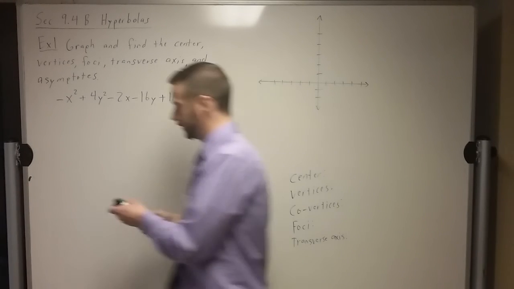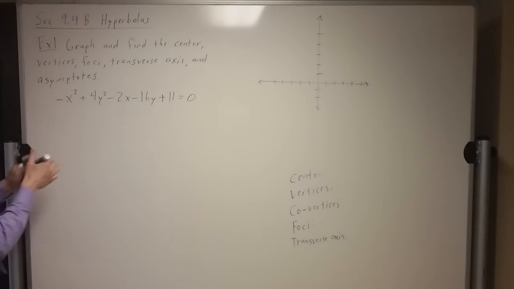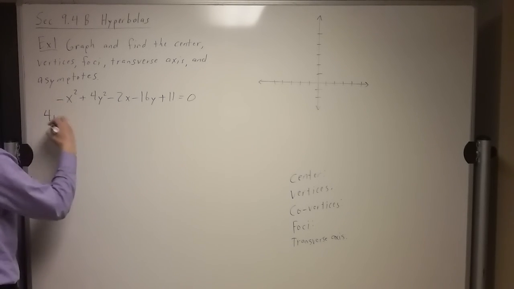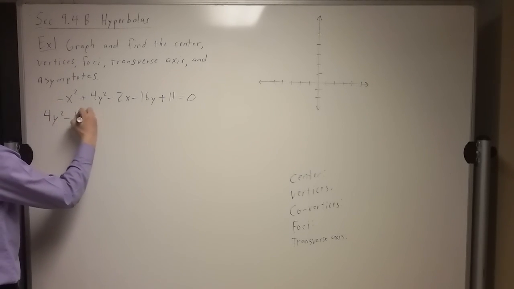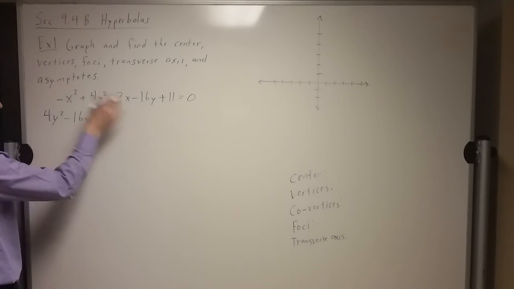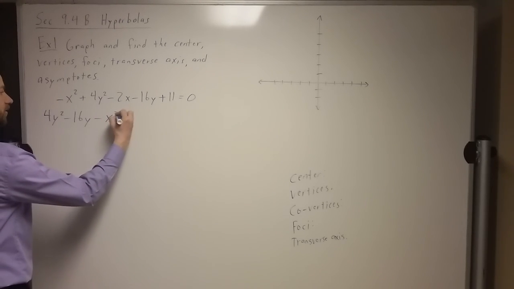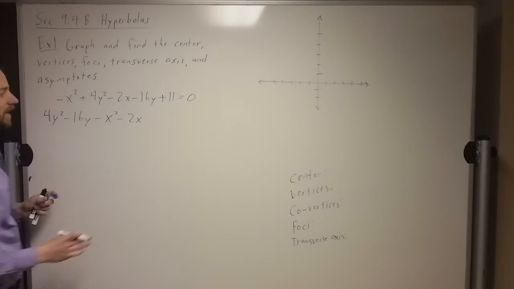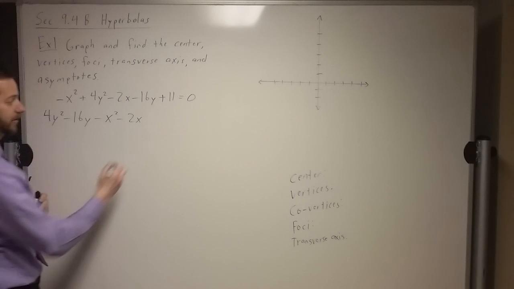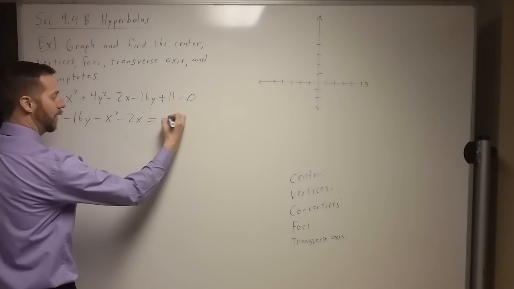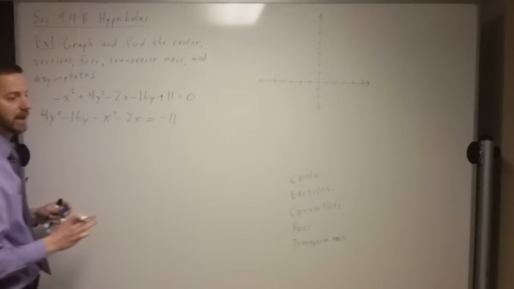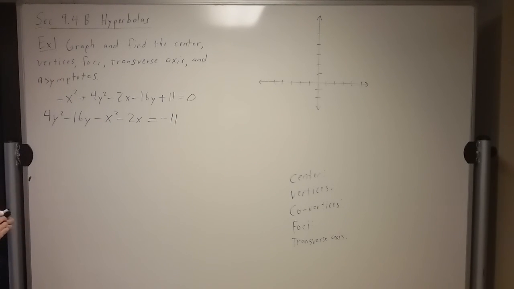And so the first thing I'm going to do is just move stuff around and get all the y's right beside each other at the beginning here. And so I'm going to do 4y squared minus 16y. And then I'm going to get the x's all beside each other. So minus x squared minus 2x. And then because this 11 doesn't really have anything to do with the x's or y's, it's just a constant, I'm going to get it out of the way for now, which means I'm going to move it to the other side. Now it's a plus 11, so if I move it to the other side of the equation, it's now a negative 11. And so there's our first step.